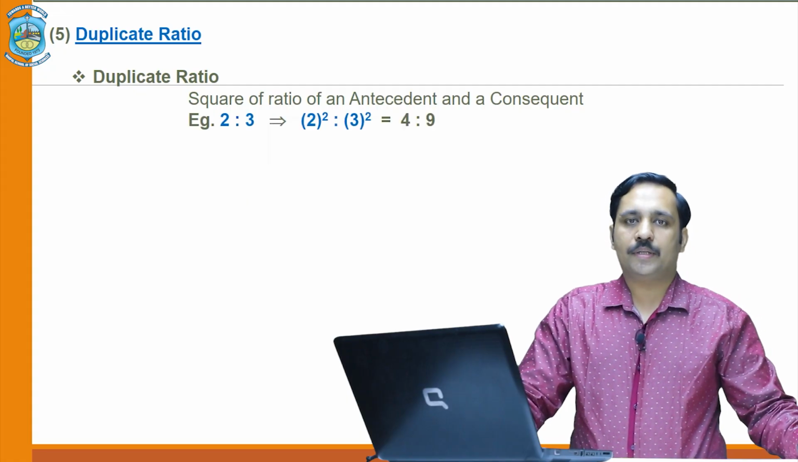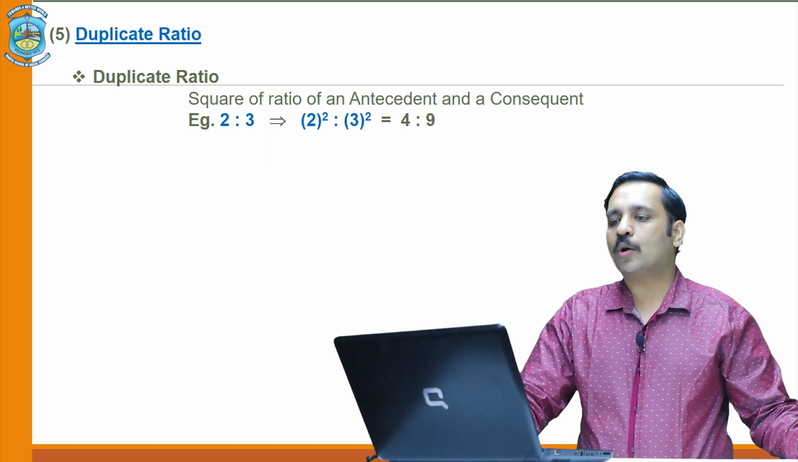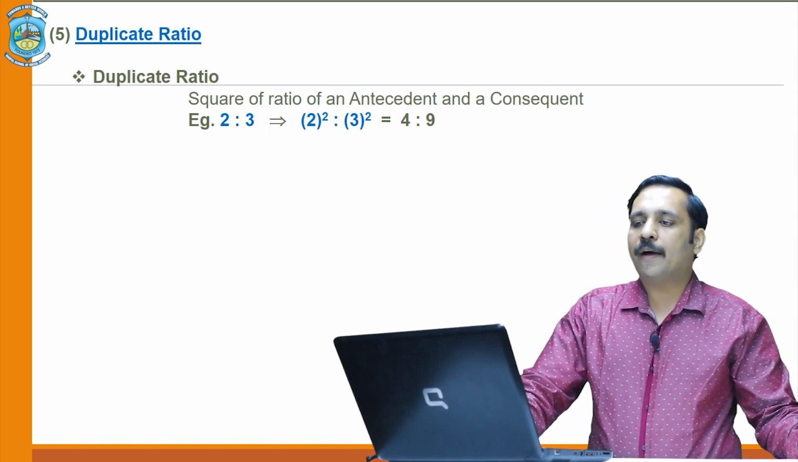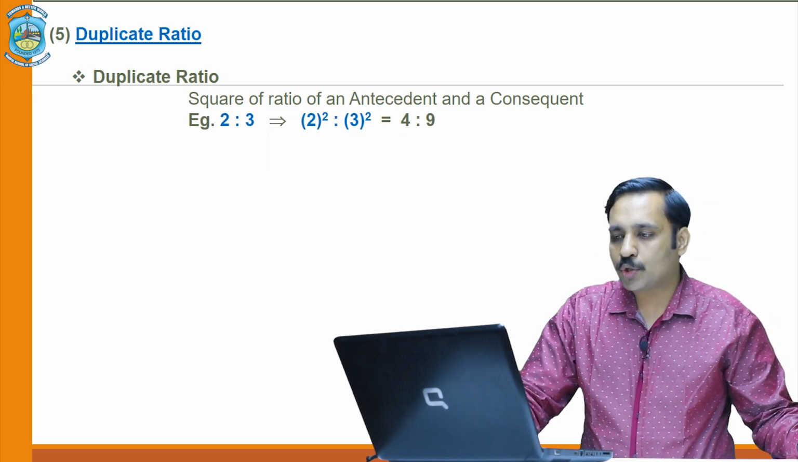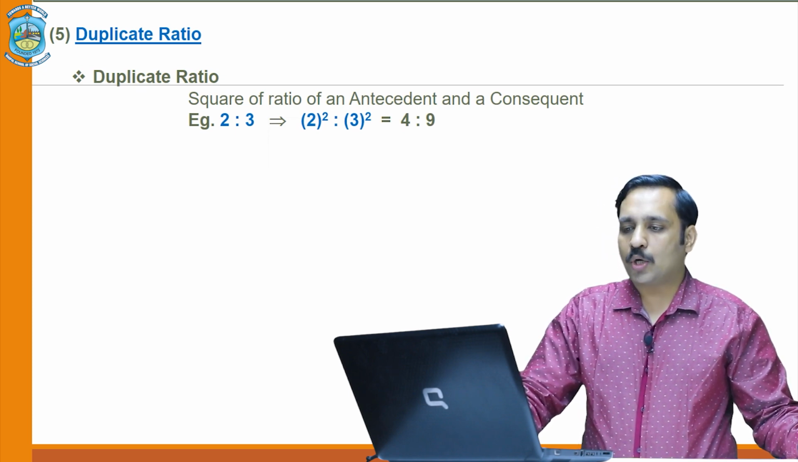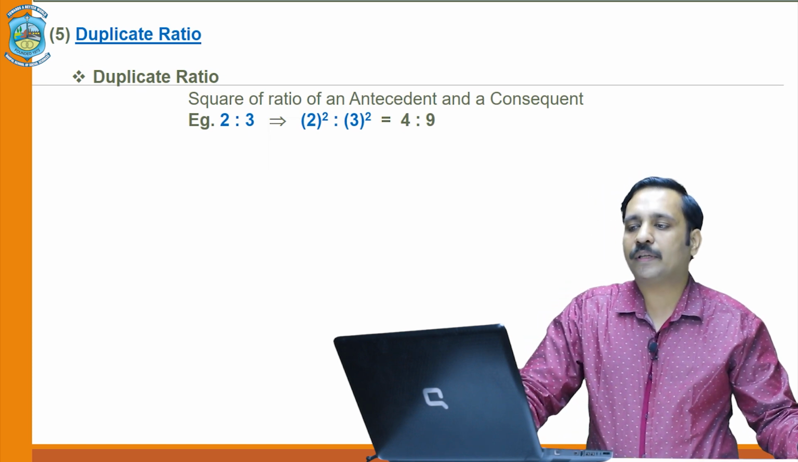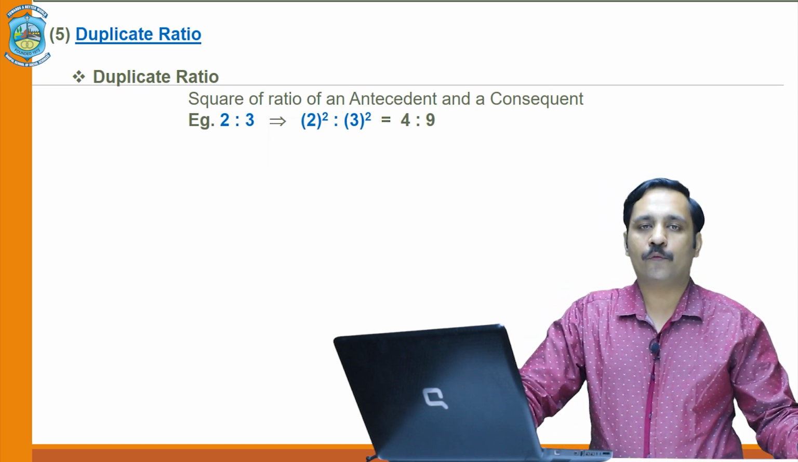A duplicate ratio is a ratio in which we take the square of the antecedent and the consequent. For example, we have 2:3. Now if we take a ratio of the square of 2 with the square of 3, I say that it is called duplicate ratio. So the square of 2 is 4 and the square of 3 is 9, hence our ratio is 4:9.